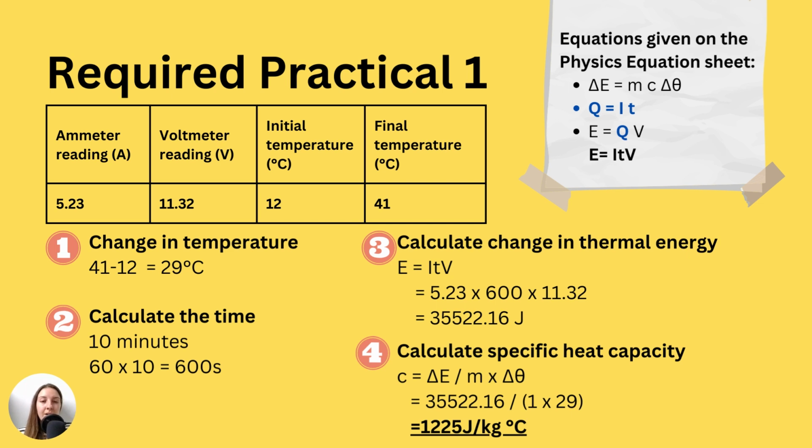We then need to calculate the change in thermal energy. And like I said, we don't have an energy, so we have to work it out. So we have to use the ammeter reading, or I, which is 5.23, and we're multiplying that by the time, which we've just calculated, of 600. And then we multiply that by the voltmeter reading, which is 11.32.